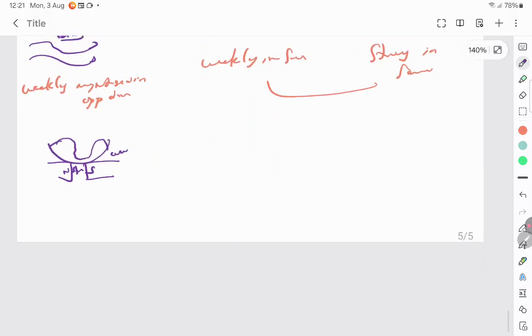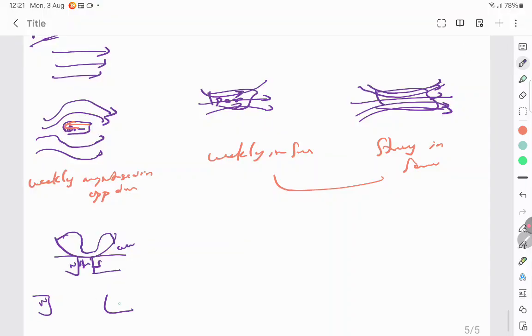Diamagnetic moves from stronger to weaker. You move the magnet away. Here it will be stronger, but at the center it will be weak. So it will move to the weaker side, no?